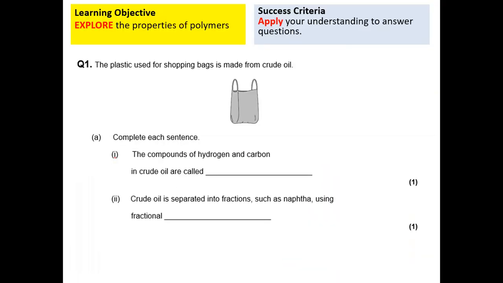Okay, so the plastic used for shopping bags is made from crude oil. Complete the sentences. The compounds of carbon and hydrogen in crude oil are called hydrocarbons. You could have also had alkanes as your answer for that. You could not have had alkenes. Crude oil is separated into fractions such as naphtha using fractional distillation.